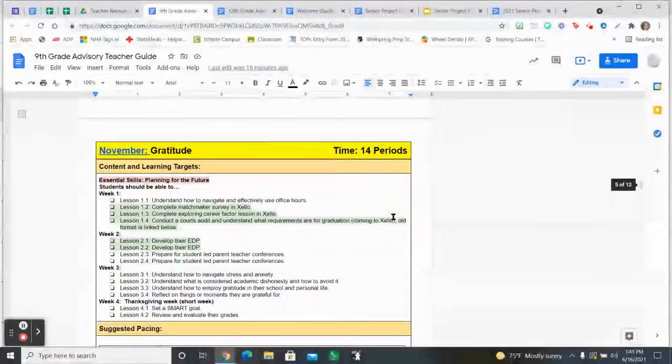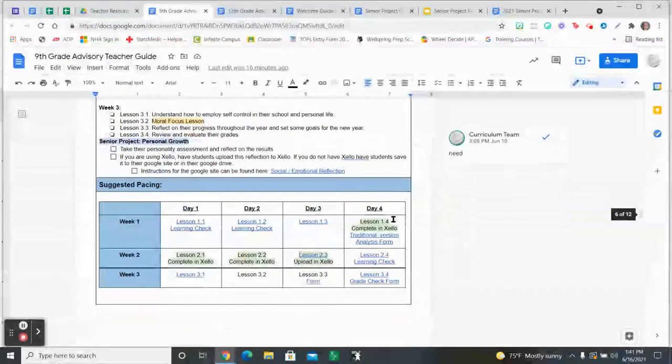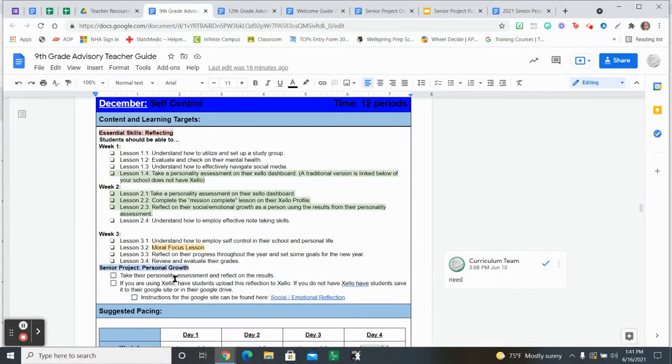Let's look at another month that has an example of the senior project. So in this month, there's 3 different colors. The essential skills are outlined here for the different weeks, and the corresponding Zello lessons have been highlighted in green.